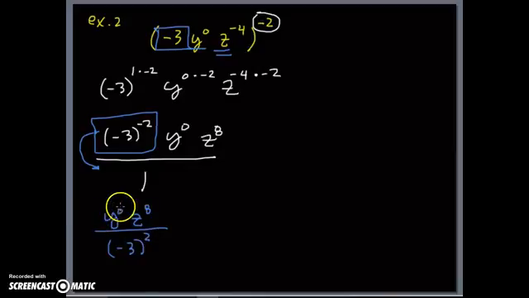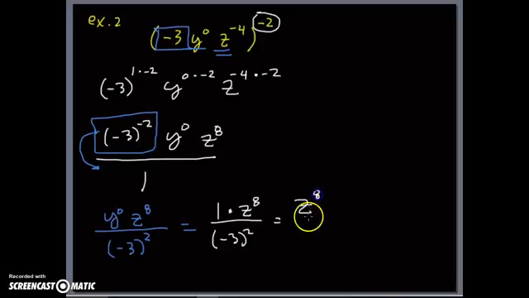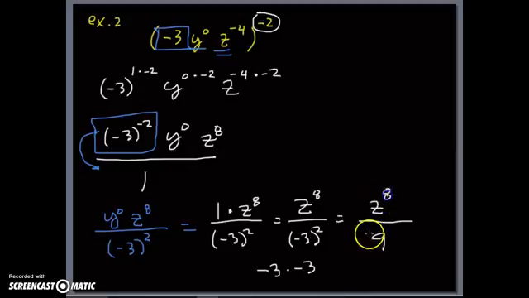Now we know that anything to the 0 power is 1, so we can rewrite this as 1 times z to the 8th power over -3 to the 2nd power, which is essentially just z to the 8th power over -3 to the 2nd power. And our final step is to multiply our constant base. So -3 times itself 2 times. Negative times a negative is a positive, and 3 times 3 is 9. So we've got 9 in the denominator, all over z to the 8th.